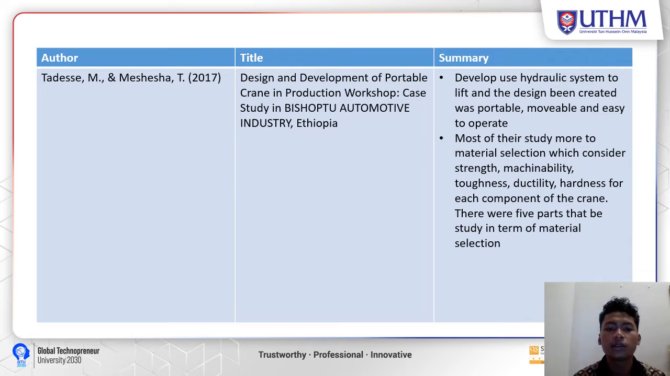Second is to design the development of a portable crane in a production workshop, a case study in Bishoftu Automotive Industry Ethiopia by Tadesse and Meshesha. The summary of this project is the development used a hydraulic system to lift and the design of the crane was portable, movable and easy to operate. Most of the study focused on the material selection, which considers strength, machinability, toughness, ductility, hardness for each component of the crane. There are 5 parts that we study in terms of material selection, which are crane, bolt, and many more.